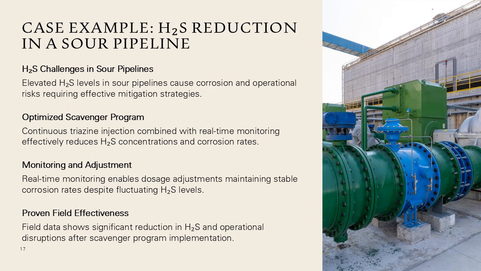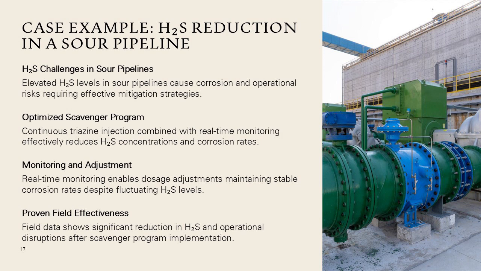In a typical field scenario involving a sour pipeline with elevated H₂S concentrations, implementation of an optimized scavenger program can significantly reduce corrosion risk. For example, a pipeline experiencing intermittent H₂S spikes may adopt a continuous triazine injection strategy supported by real-time monitoring tools.